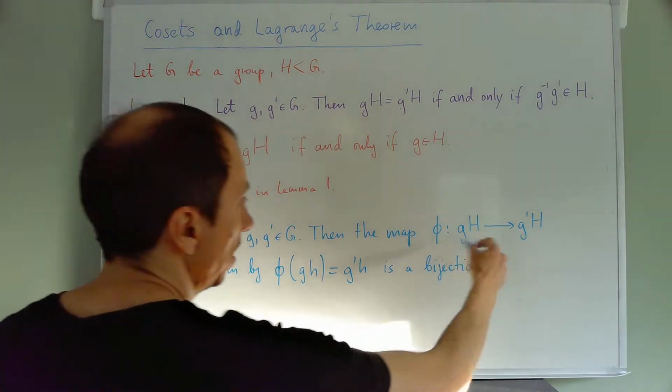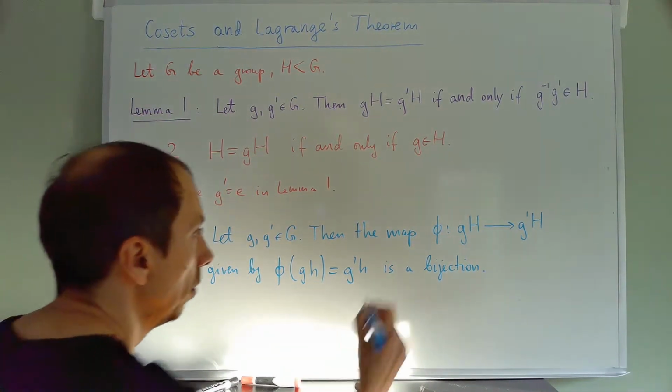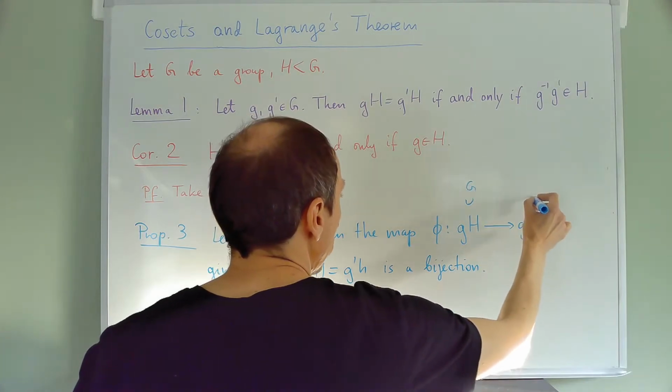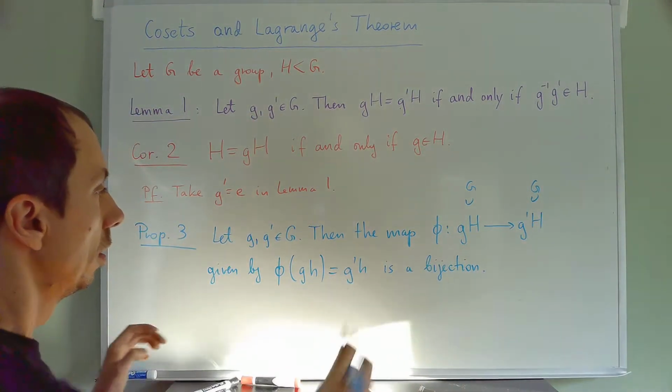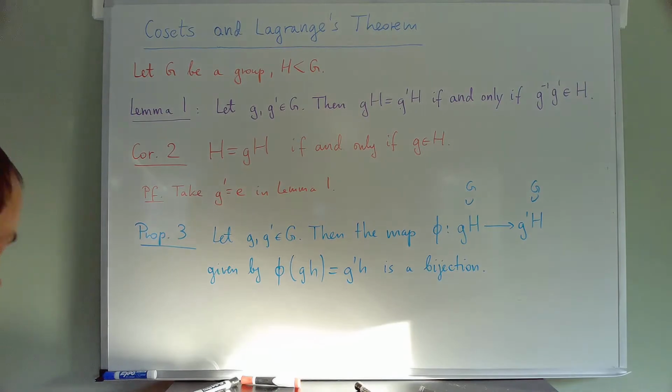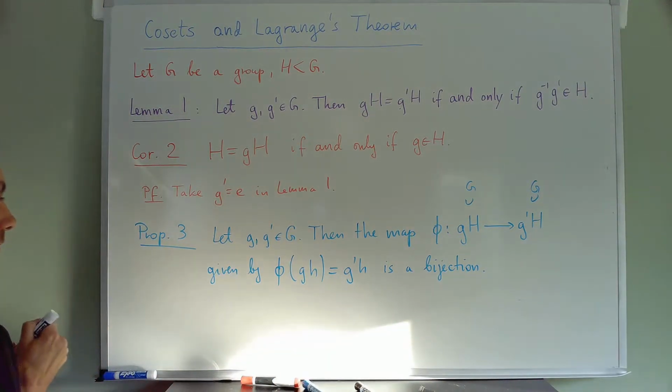So the other cosets are just sets. They're just subsets of G, right? All of them just lie as subsets of G. So I'm saying that if you take that map, then it's actually a bijection. So let's prove this. It is actually very easy to prove.